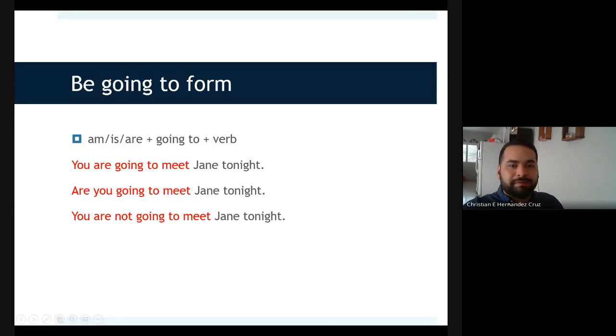So you are going to meet Jane tonight. In this case, we have the main verb meet, and meet is exactly as it is. You don't have to change it. You don't add anything to it. It is in its pure form. And then we have going to, which goes, if you see, right before the main verb. So it's going to verb in all of these examples. And of course, since we're just talking about one singular you, then we use the be verb are. So you are going to meet Jane tonight.